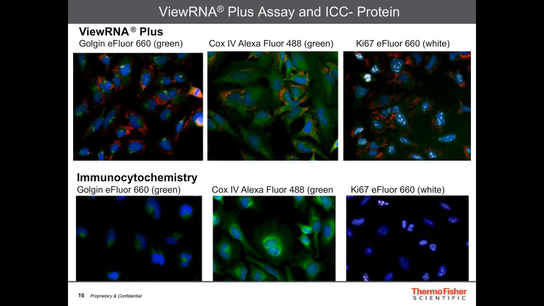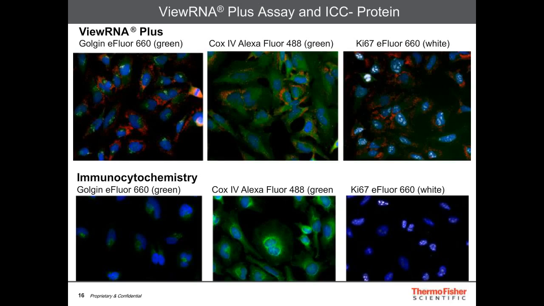These are the left top and the left bottom images, and we're looking at the green signal, which is the Golgi protein, which localizes to the Golgi apparatus, and you can see the nice localization in the cells. The center images are COX4, with Alexa 488 as the antibody that was used, and this is a mitochondrial protein, and this is expressed throughout the cell cytoplasm.